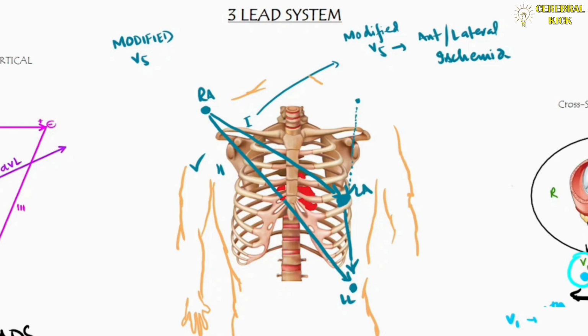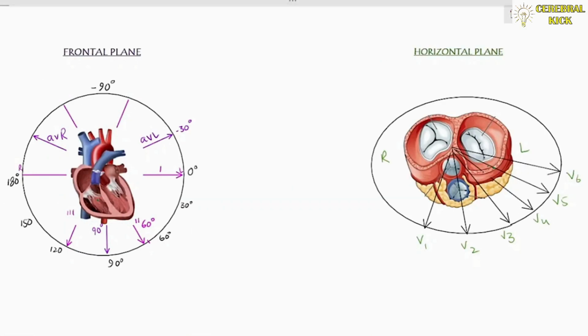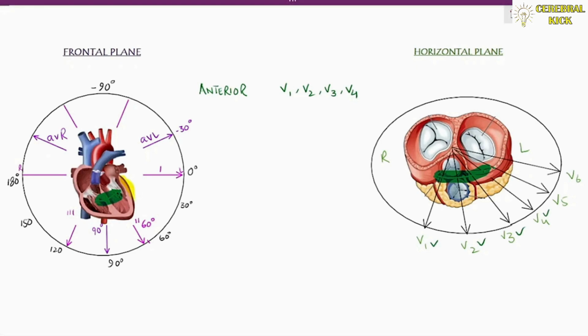Now that we have covered the frontal plane and the horizontal plane of the heart, let's see how the ECG leads see the heart from different views. The anterior portion of the heart is covered through the chest leads, namely V1, V2, V3 and V4. How about the lateral wall of the heart, which I am highlighting in yellow here? Well, on the frontal plane, it is marked through left going leads, namely 1 and AVL, and on the chest leads, the left lateral portion of the heart is covered through V5 and V6.